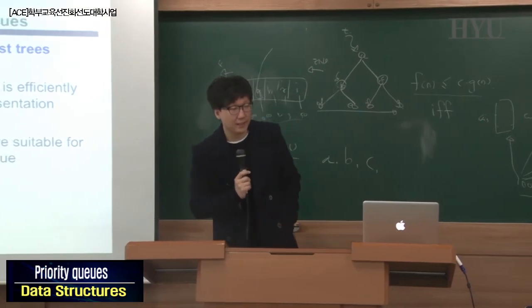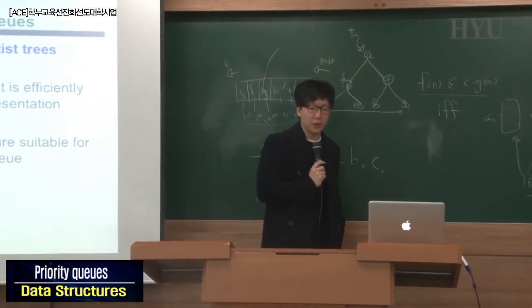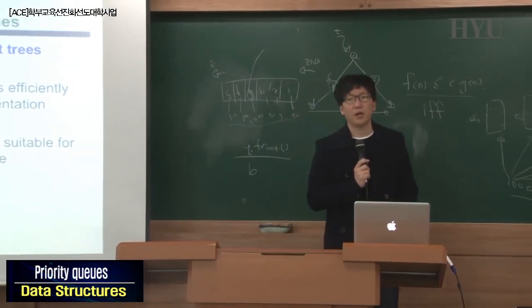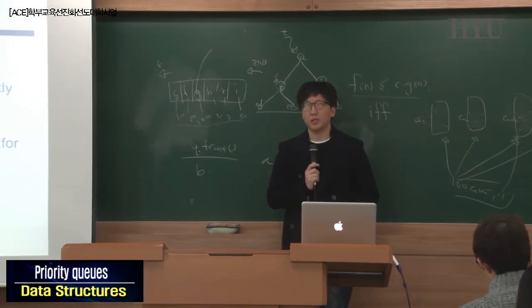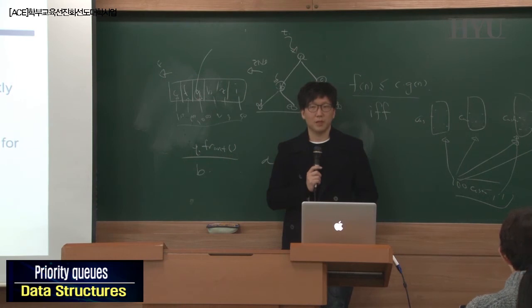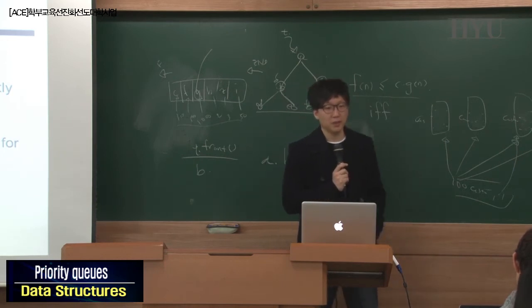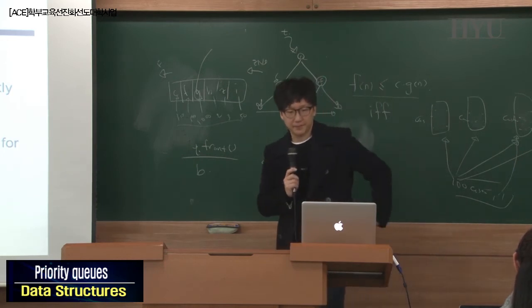Leftist tree is a linked list data structure suitable for implementation of priority queues. Okay, so maybe also 2 ways. One using array, the other one using linked list, when you try to implement this priority queue.